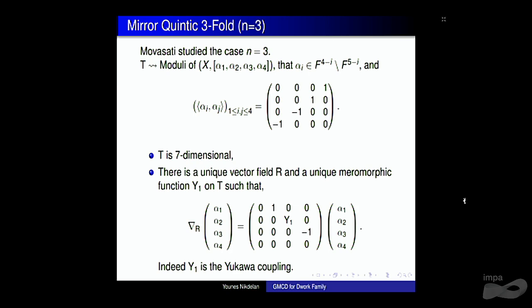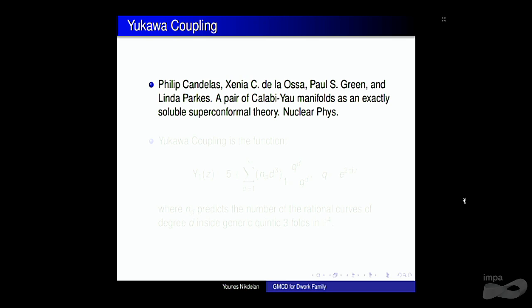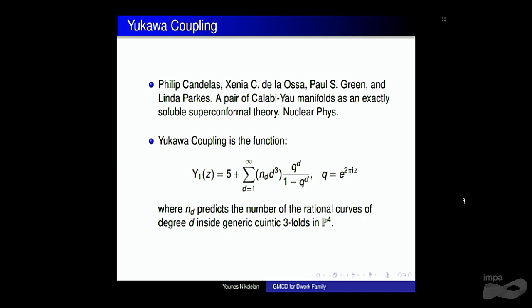He checked that this y is exactly the Yukawa coupling that Candelas, de la Ossa, Green, and Parkes found in their famous article, where the Yukawa coupling function can be written in this form. If you write its Lambert series, then all the coefficients will be integers. And these coefficients are counting the number of rational curves of degree d in generic quintic threefolds in P4.